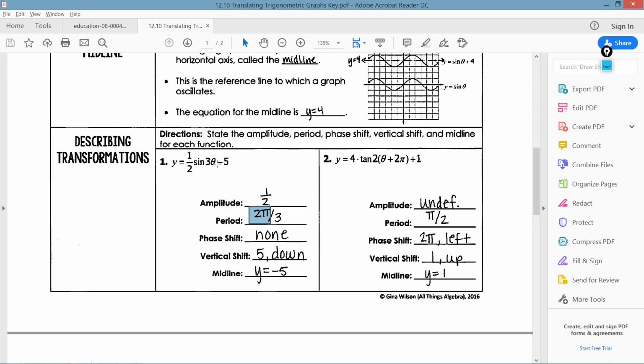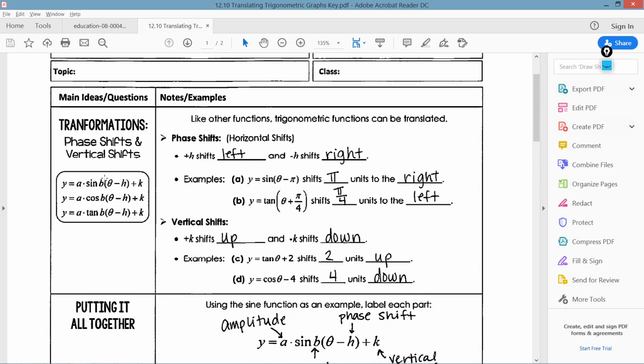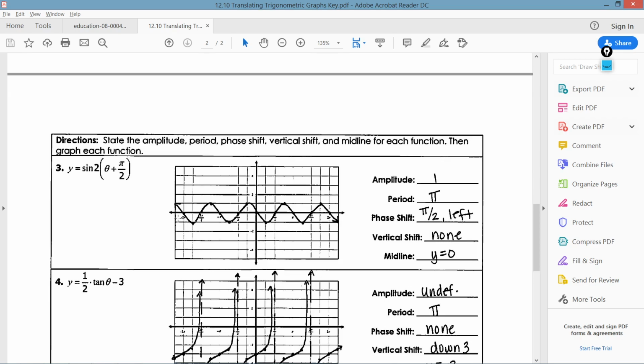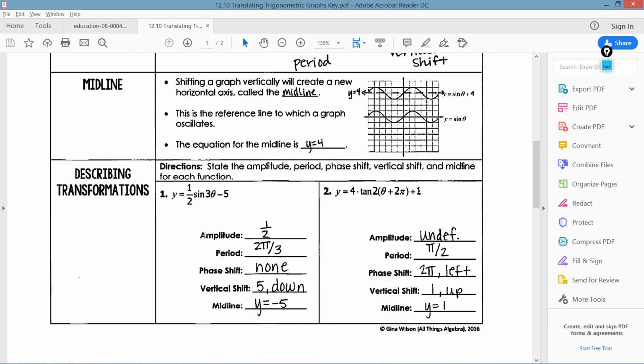What's the shift? I got a -5 here, so it's going down by 5. Remember, the basic rule is if it's inside the parentheses, it's left and right. If it's outside the parentheses, it's up and down. That's all there is to it. Nothing more, nothing less. Okay?